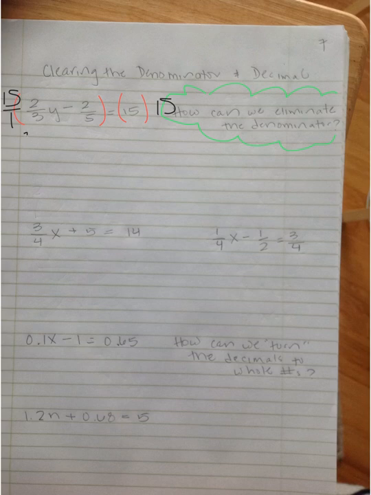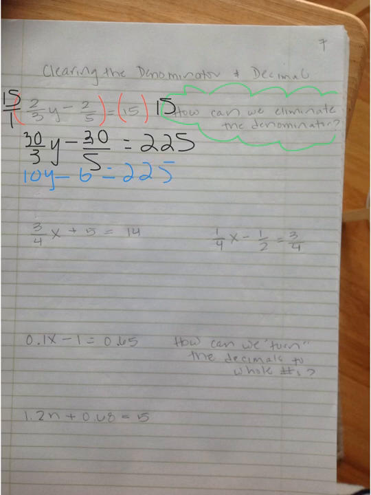So you would get 30 over 3y minus 15 times 2 is 30. 1 times 5 is 5. And 15 times 15 is 225. Now, if you notice, we can simplify. 30 divided by 3 is 10y. 30 divided by 5 is 6, equals 225.